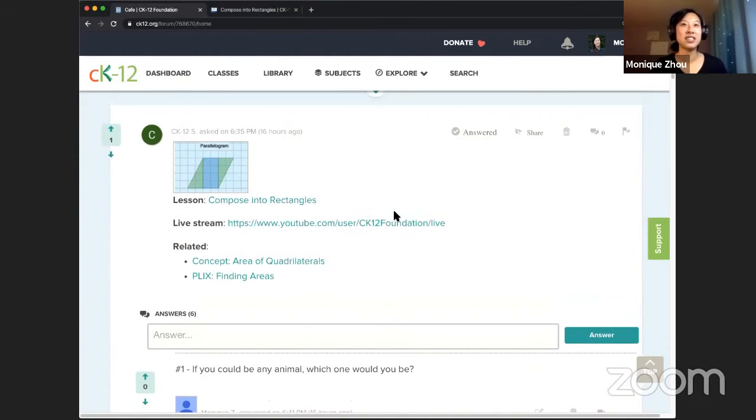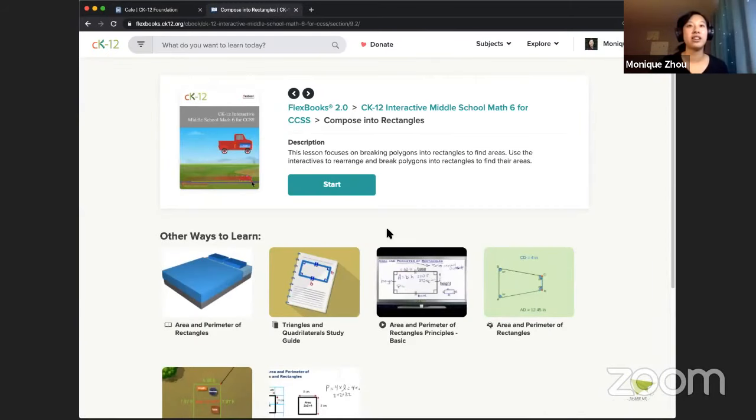So let's go to the lesson for today. You can continue typing your answers, but I'll open the link to the lesson, which is in this post. And on this page, we can just hit the start button to start the lesson. I just wanted to point out that if you needed some other ways to learn after this lesson, there are some awesome resources on CK-12 right down here. But for now, we'll start the lesson.